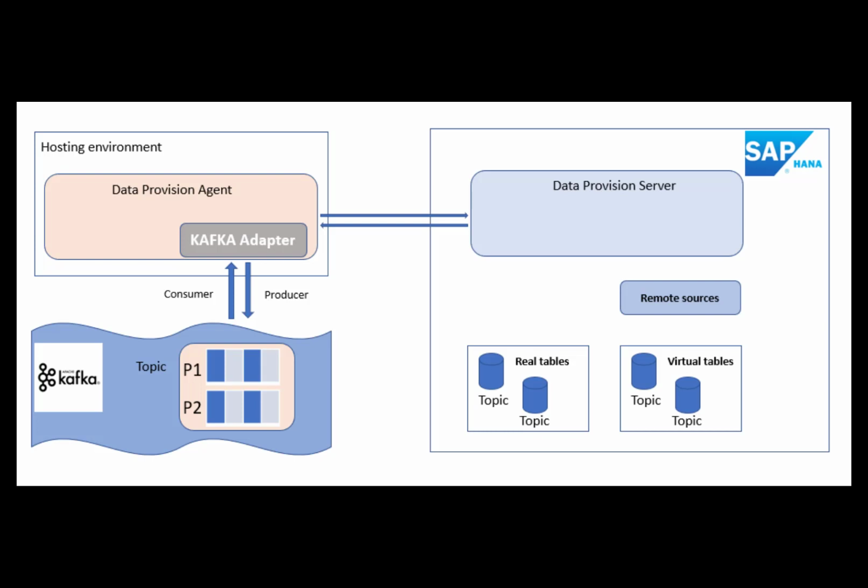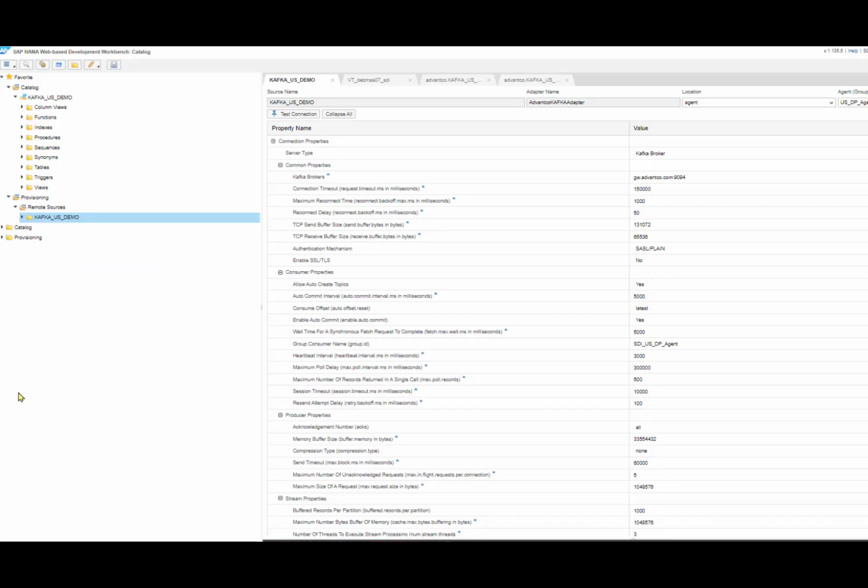This agent can be deployed in any environment, and after your adapter is deployed on the agent, we must create a remote source. Our remote source is our connection for this scenario, and in this case, it's our connection between Kafka and SAP HANA. We define our remote source in the catalog, where we specify the adapter and where it's located. Further, we can also configure the different properties under our remote source, such as our connection properties, consumer properties, and etc.